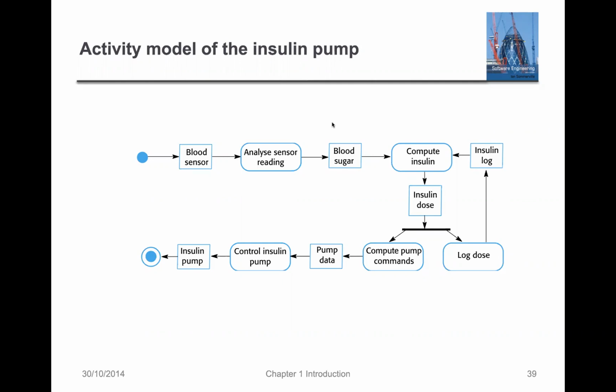Then it gives the dose. That dose is passed to the pump controller, which computes the pump command to tell the pump to give the person insulin. That is then saved into the log, meaning it is recorded inside the insulin log. Then the pump data is given to the control insulin pump, and the insulin pump administers the insulin. All of these processes are mission critical, because a failure in one of them can lead to severe damage: damage of the kidney, damage of the eye, brain damage, coma, or ultimately death.